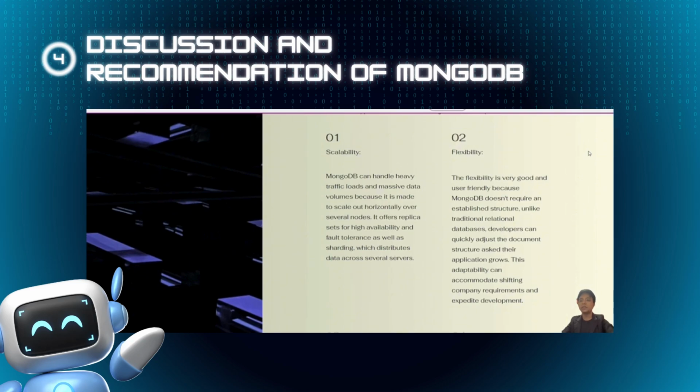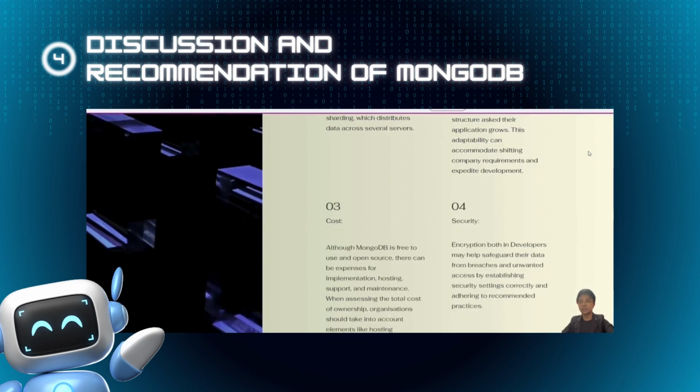Second one is flexibility. The flexibility is very good and user-friendly because MongoDB doesn't require any established structure. Unlike traditional relational databases, developers can quickly adjust the document structure as their application grows. This adaptability can accommodate shifting company requirements and expedite development.